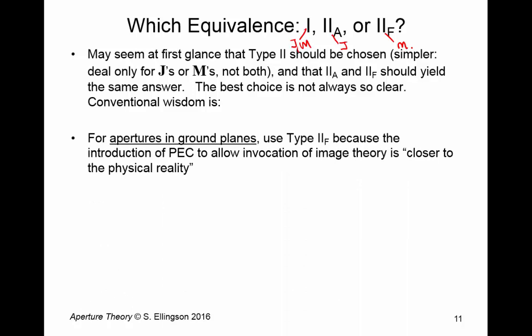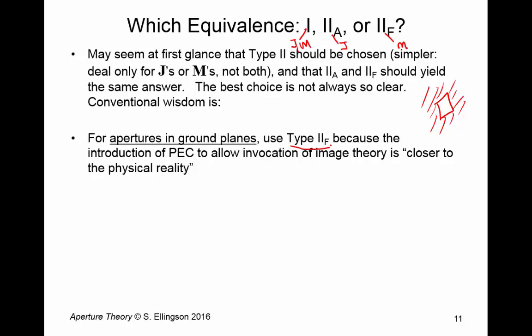If you have an aperture and a ground plane, for example, the things I've been showing in the previous slides, in general some window or some opening in a planar ground screen, then normally you'd use type 2F. In other words, the one that gave you magnetic currents. And this is because the introduction of the perfect electrical conductor allows the invocation of image theory, and it's closer to physical reality. In other words, what you're doing to come up with type 2F corresponds more closely to the actual physics of the problem.